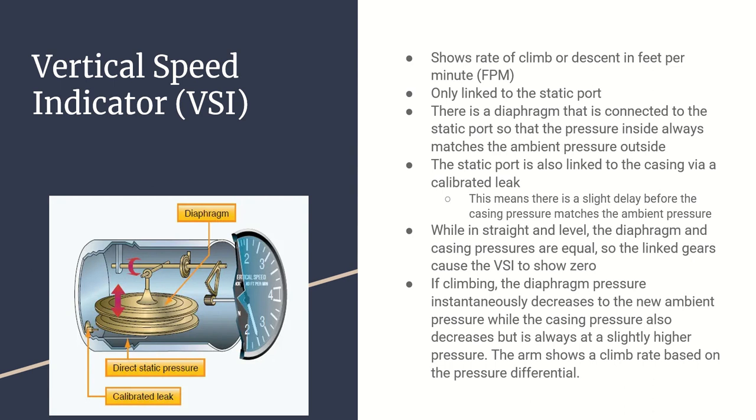And this difference in pressure causes a reading to be shown. So anytime the pressures are not the same between the diaphragm and the casing, in this case the casing has a higher pressure than the diaphragm, it will show a climb, okay? And the greater the pressure differential, the greater the rate of climb, right?